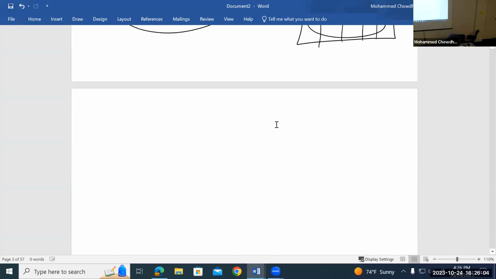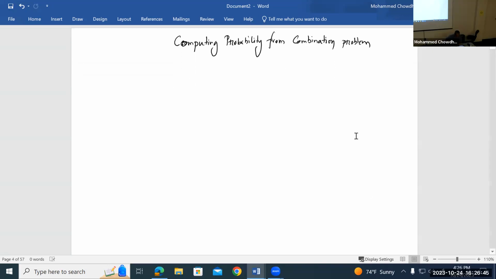Now we want to compute probability from a combination problem. After doing this, then we will go for probability distribution.